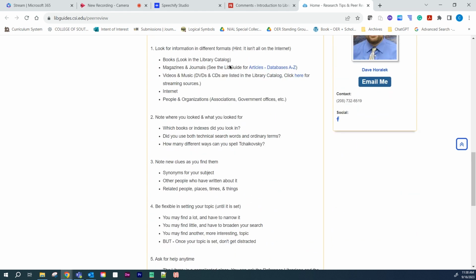What types of information sources can you use in your research? We have books, magazines, and journals. Again, for academic purposes, I would use journals. I would not use magazines. You have videos and music, especially as primary sources.